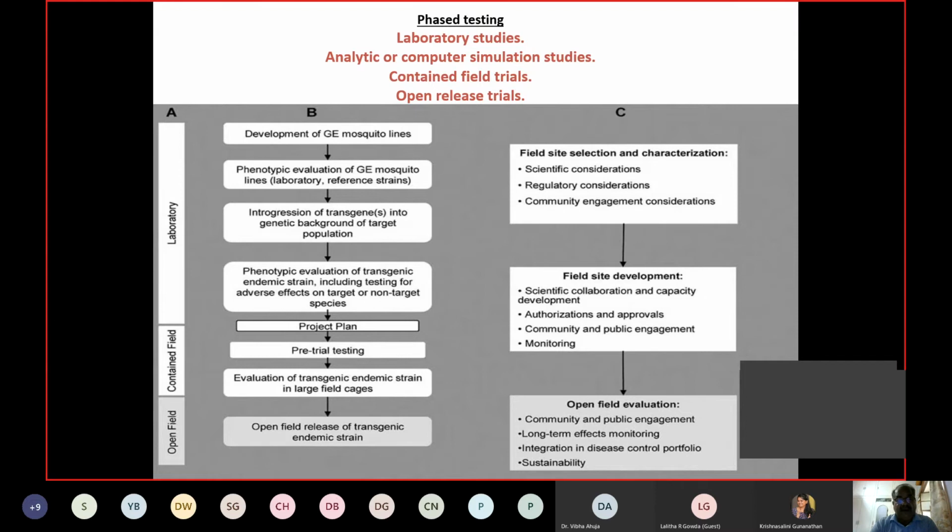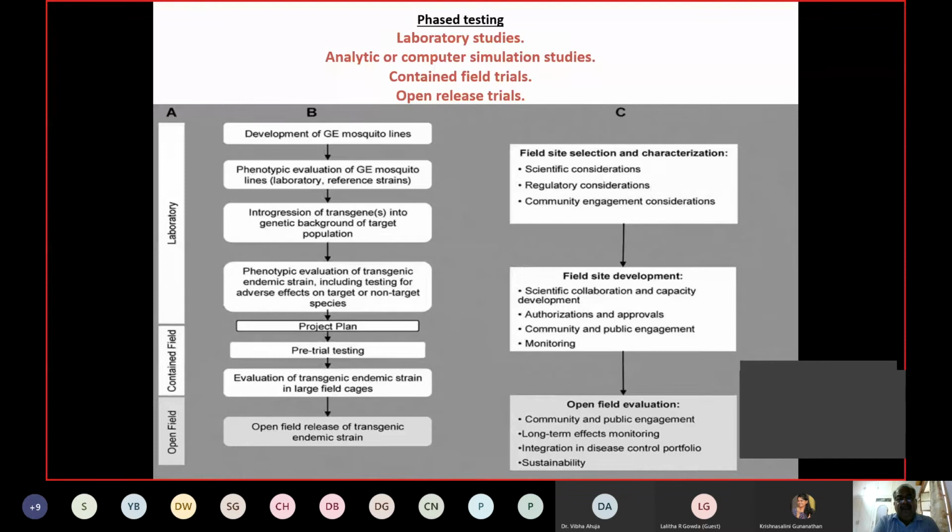The non-target species experiments are equally important because we need to evaluate whether the transgene present in the transgenic mosquitoes will have any kind of adverse effect on non-target organisms, those which come in association with the transgenic mosquitoes or which feed upon the transgenic mosquitoes in any way, whether they are affected or not.